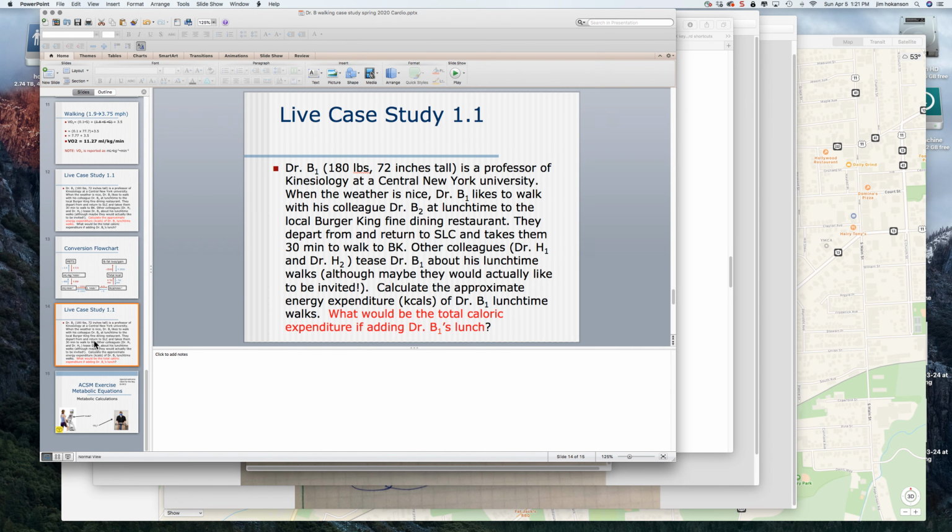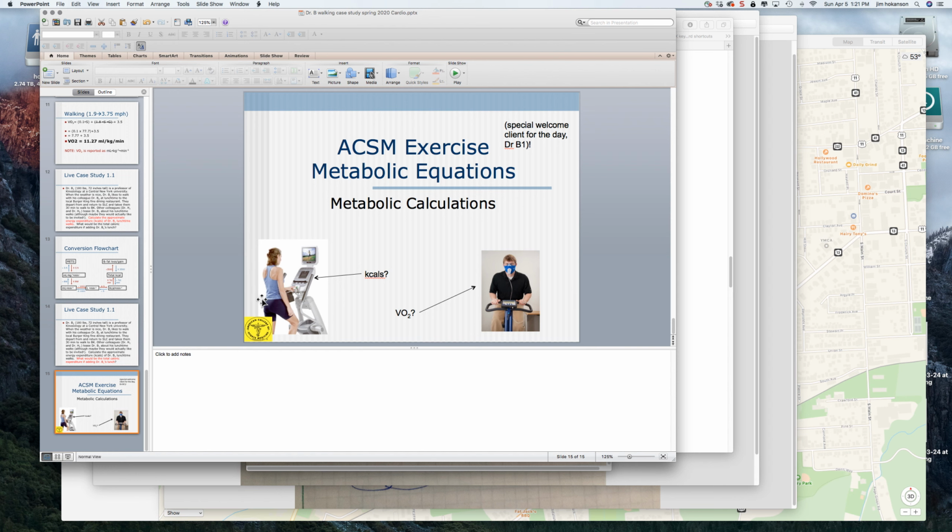So this was my example of a case study using the metabolic equations. I used the walking equation, and I'm excited to read your case study examples that you submit for this laboratory portion of our class.